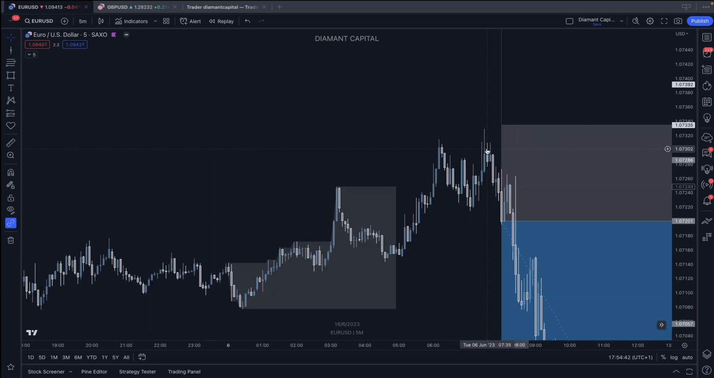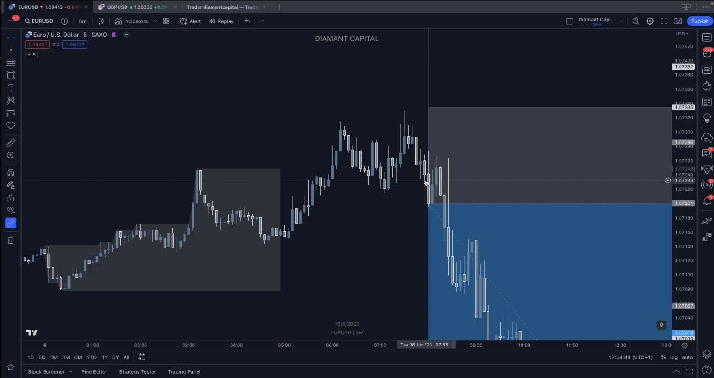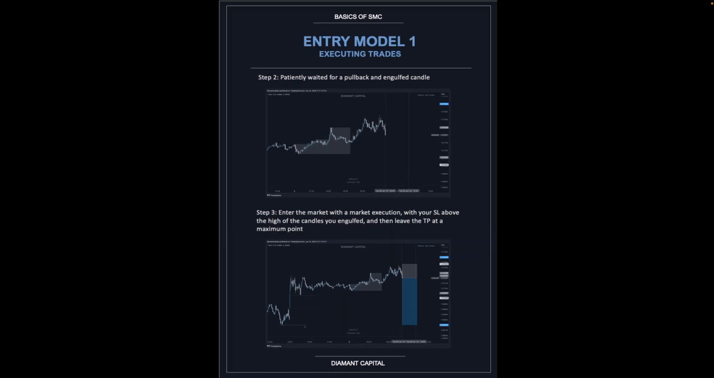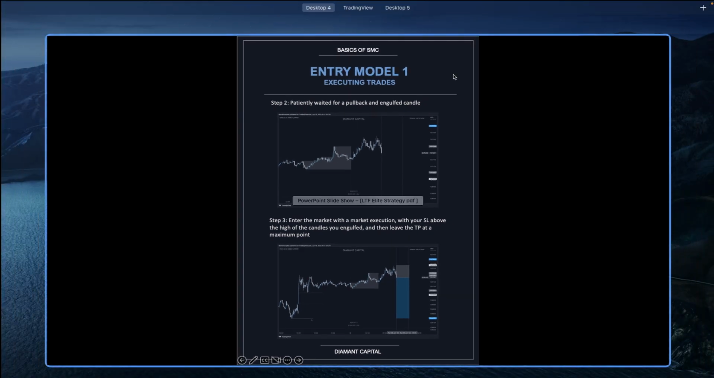And in this scenario, this is exactly the one that we saw. It engulfed downwards, stop loss above the high, for example. And just looking at it, you enter the market with a market execution with your stop loss above the high of the candles you engulfed, then leaving your take profit at a maximum point. This is something I always recommend.